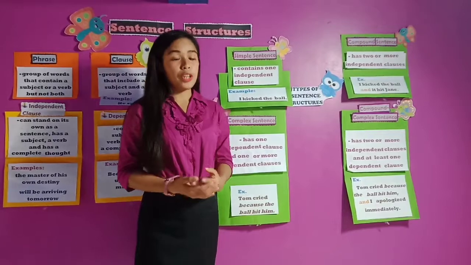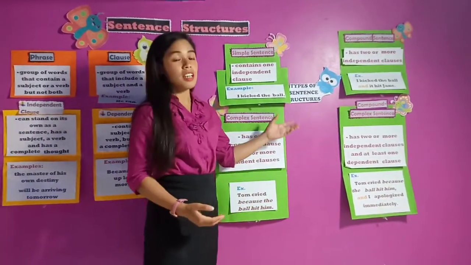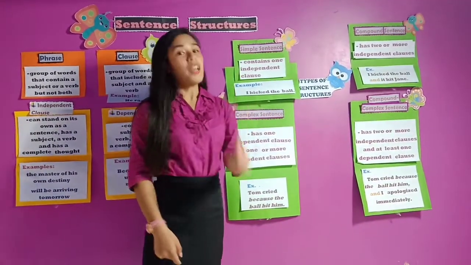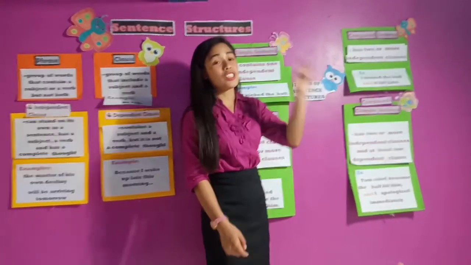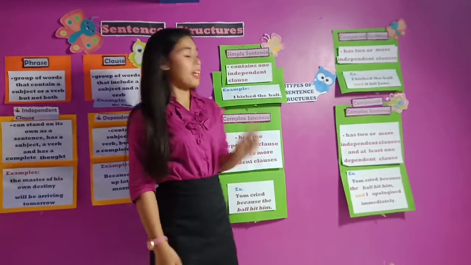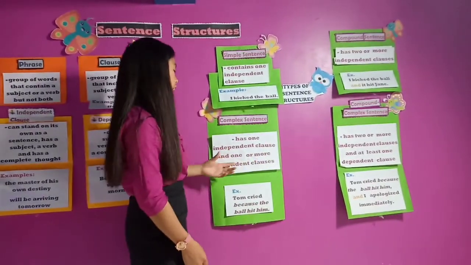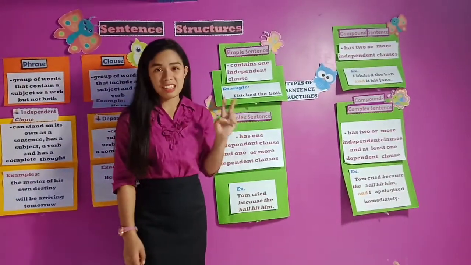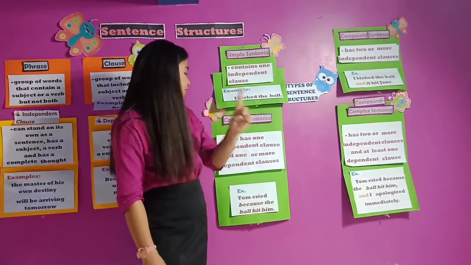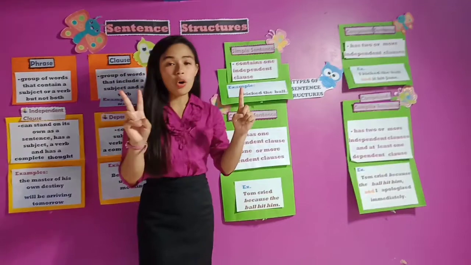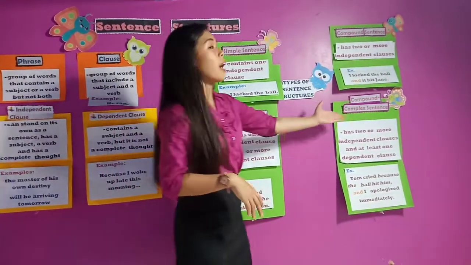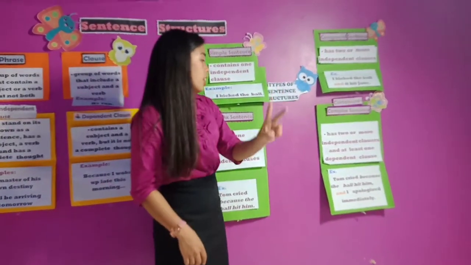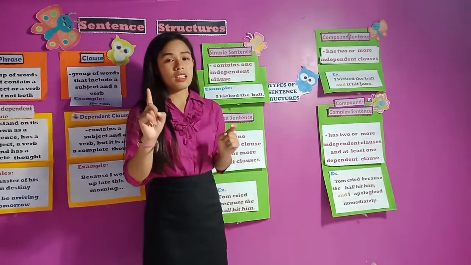To put it simply, or to summarize the types of sentence structures, a simple sentence has only one independent clause, while the compound sentence has two independent clauses, while the complex sentence has one independent clause and one or more dependent clauses, while the compound complex sentence has two or more independent clauses and at least one dependent clause.